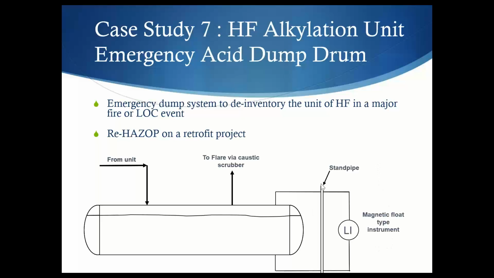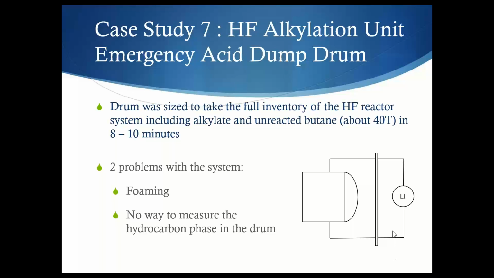So what they had here was a standpipe again and a float on the side of it, for float level measurement. The drum was sized for the full inventory of the reactor, so it could take everything coming through, and it was a mixture of alkylate and unreacted butane, about 40 tons, and it took up to about 10 minutes to fill up. But there were two problems with the system. It's basically three-phase. They had liquid, they had a foam layer, and then they had gas. And there was no way to directly measure the hydrocarbon phase in the drum with just one measurement.